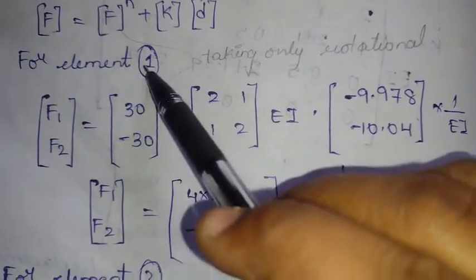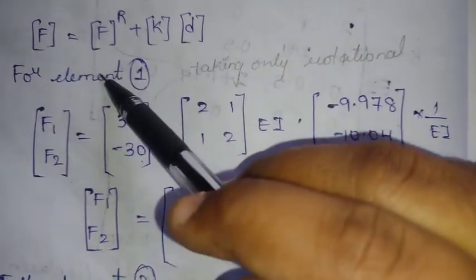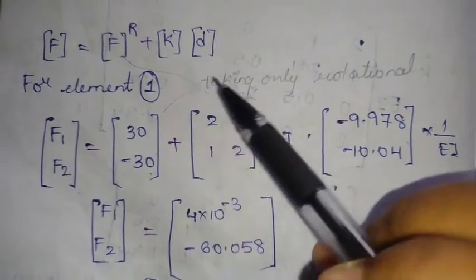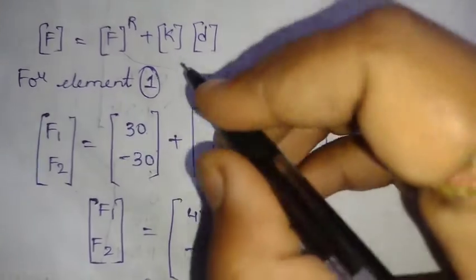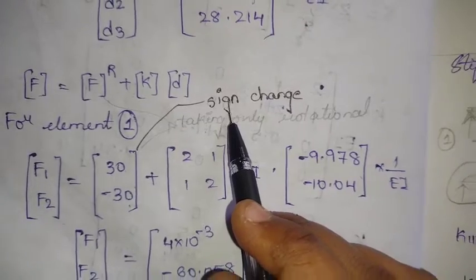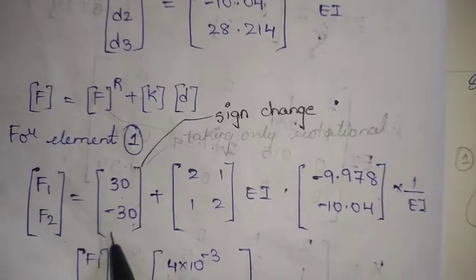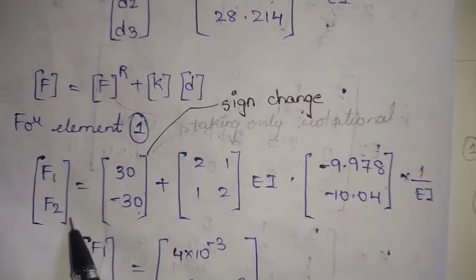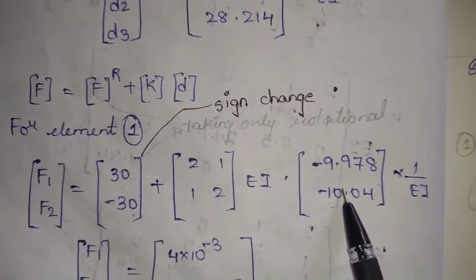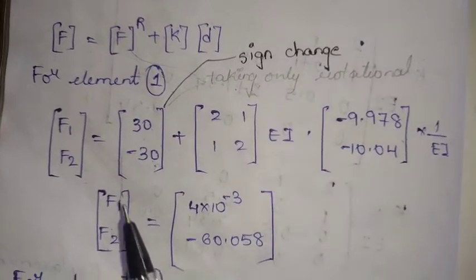See, for element 1, F1 and F2 equals FR. This is the resultant one. That is, this is again the fixed end moments, but here we'll take the negative directions. See, here we are changing the sign. In fixed end moments, where we have got minus 30, we'll take plus 30, and where plus 30, we'll take minus 30. For elements 1 and 2, this is the force matrix we are adding. Again, it is the K matrix and the D matrix, D1 and D2, as it is F1 and F2. We'll get the F1 and F2.